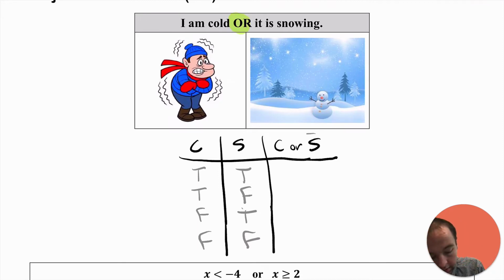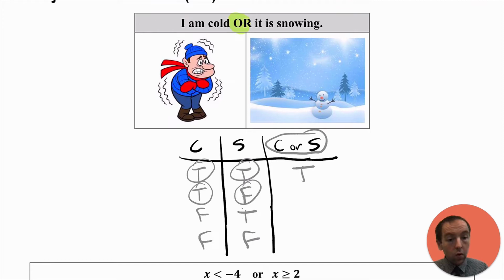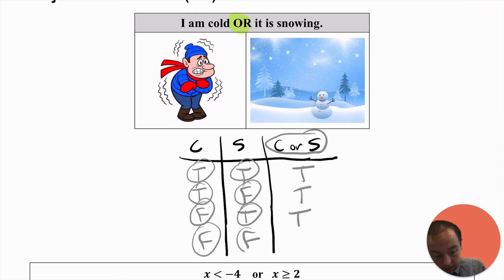So now we just want to ask ourselves, is it true that it is cold or snowing when it is true that it's cold and that it's snowing? And the answer is yes, it's true that it's cold or snowing. So if it is cold, but it's not snowing, is it true that it's cold or snowing? Yes. And if it's not cold and it's snowing? Yes again. And then if it's not cold and it's not snowing, is it true that it's cold or snowing? And there it's false. So you can see that we end up getting truth whenever there was at least one true existing among the conditions, right?